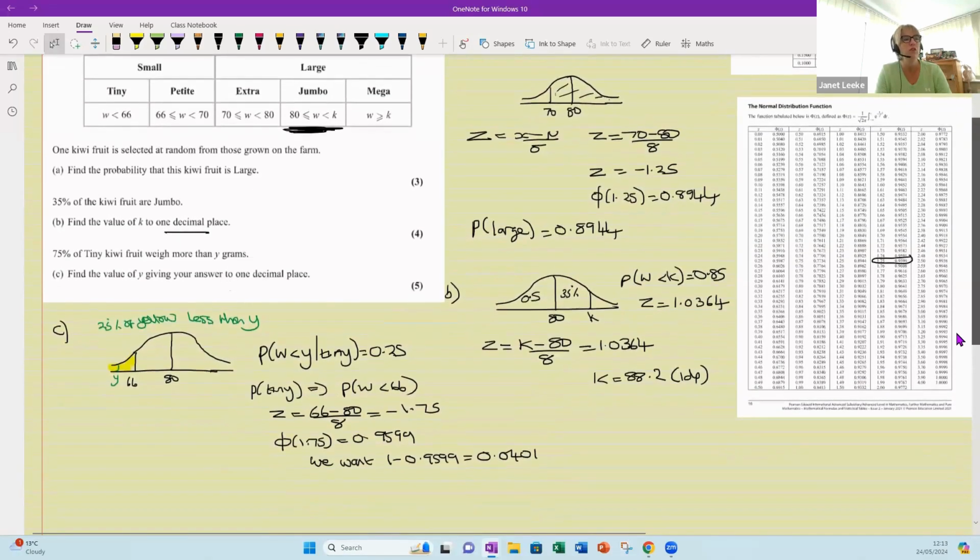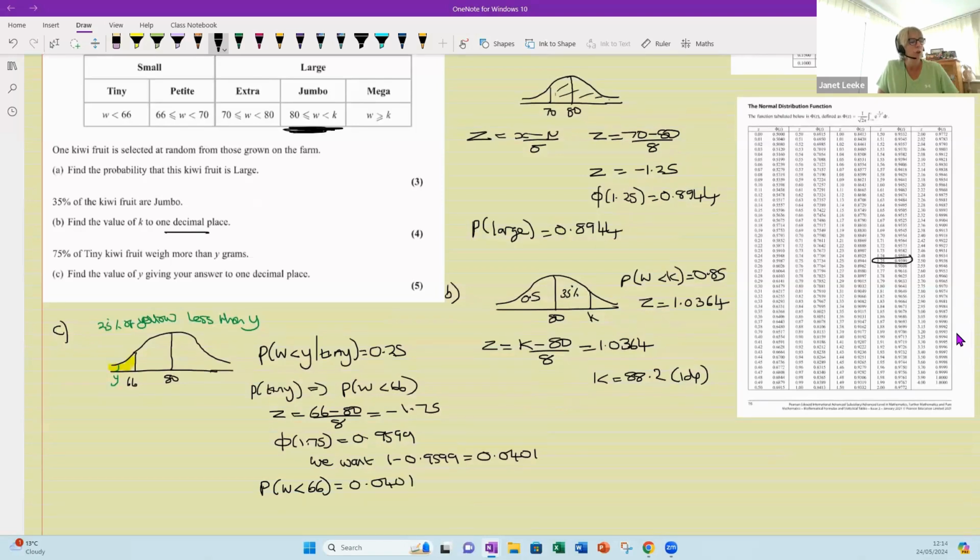Just as a matter of course, with a continuous distribution like this, less thans and less than or equal tos, they're the same. It's negligible difference. So never worry about making any adjustments for that. So now we know that the probability that W is less than 66 is 0.0401. So here's what I've got. I've got the probability that W is less than Y, given that it's tiny, which I know is 0.25, but that is the probability that W is less than Y over the probability of being less than 66.